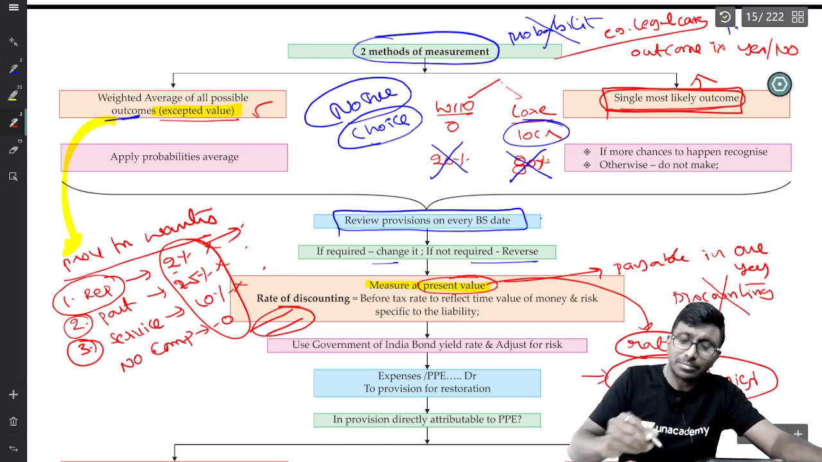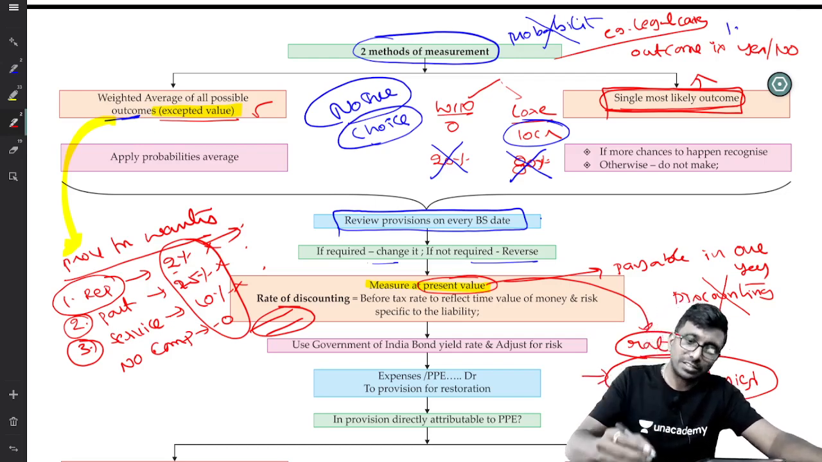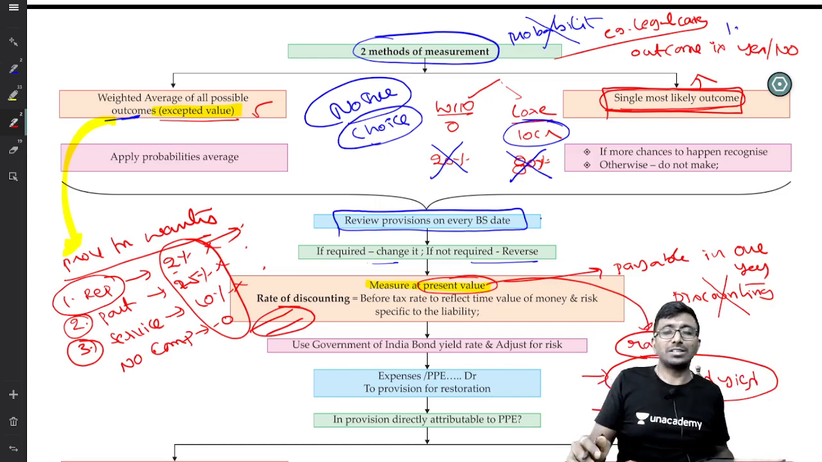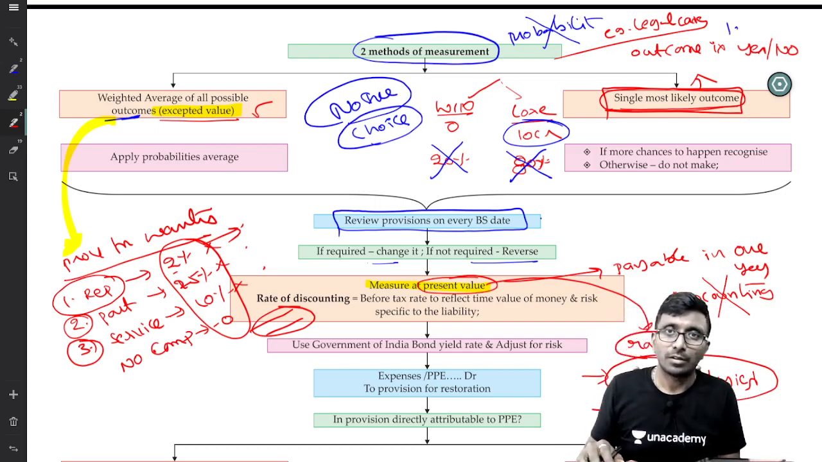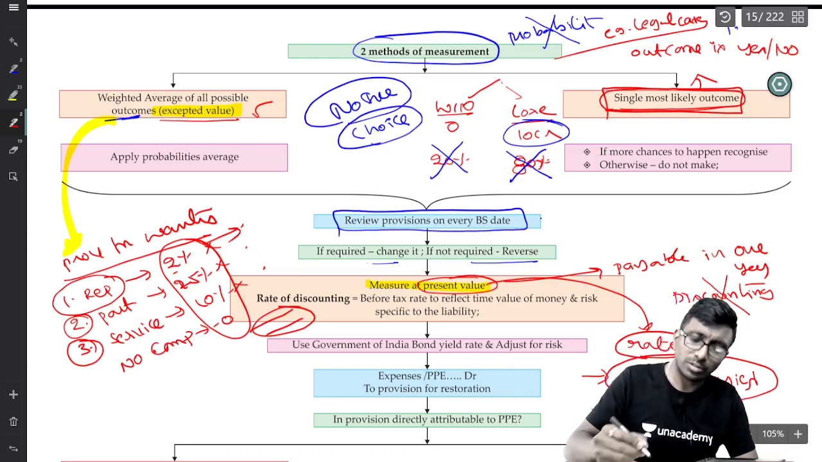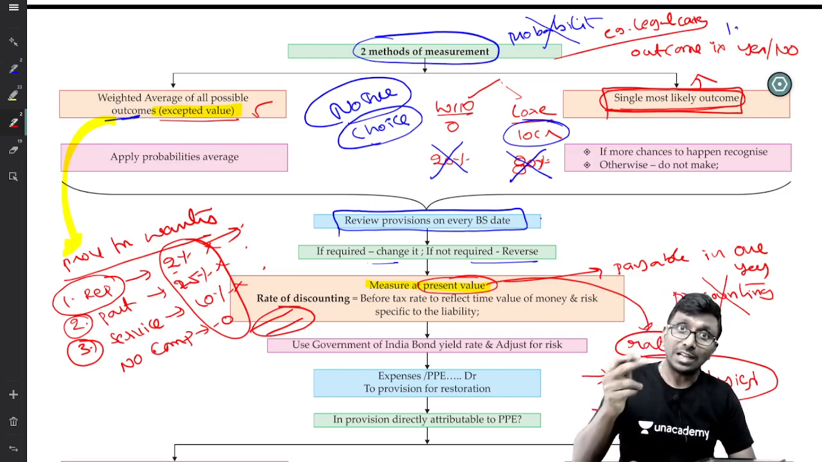But is that my time value of money, sir? Not necessarily. You can apply your cost of capital as well. In the absence of information, we'll go by the Government of India bond yield rate. If the cost of capital is given in the question, that is more suitable. I agree to it. We'll go with cost of capital. Got it? That rate you should use.